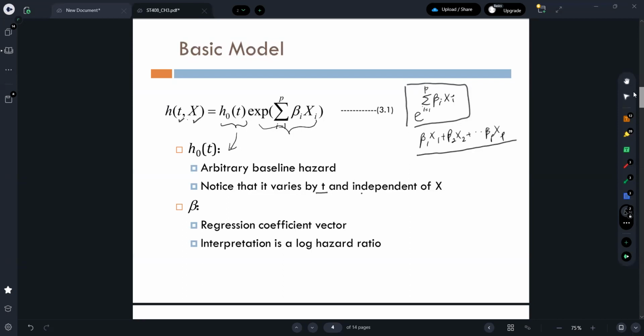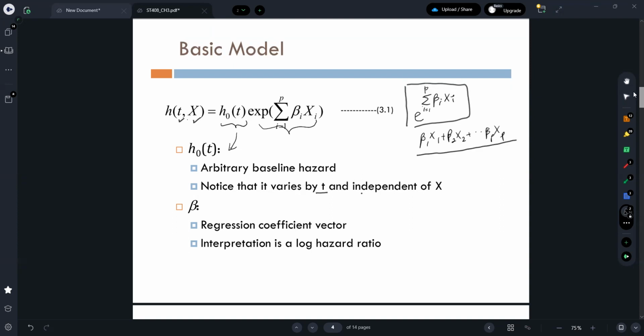Okay, so what are the main properties? Your hazard function, or the Cox proportional hazard model, contains two parts. First is the baseline hazard, which is dependent on t but independent from x. Second is the exponential part, which is dependent on x but independent from t. Okay, right. So this is how your model looks.